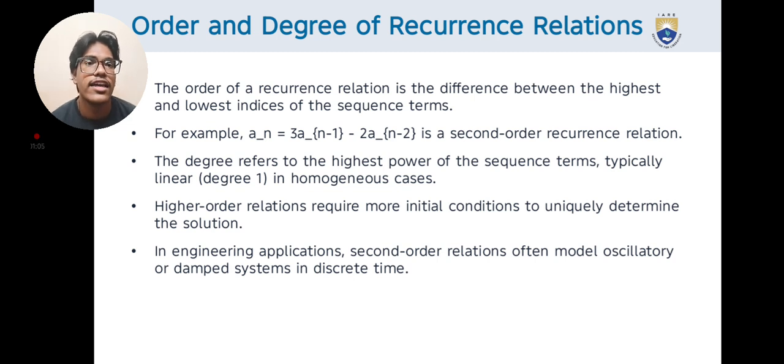Order and degree of recurrence relation. The order of a recurrence relation is the difference between the highest and lowest indices of the sequence terms. For example, a second order relation refers to the highest power in the sequence terms. Typically linear degree in homogeneous cases. Higher order relations require more initial conditions to uniquely determine the solution. Engineering application: second order relations model oscillatory or damped systems in discrete time.